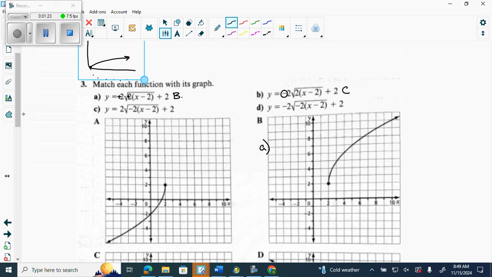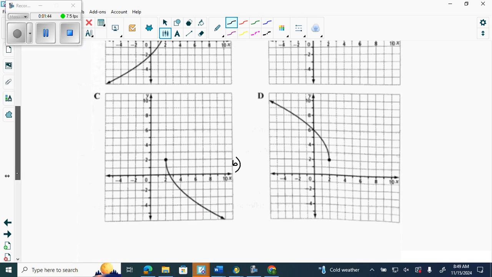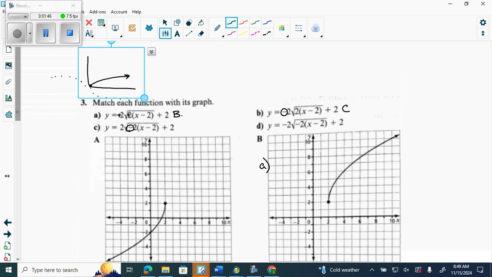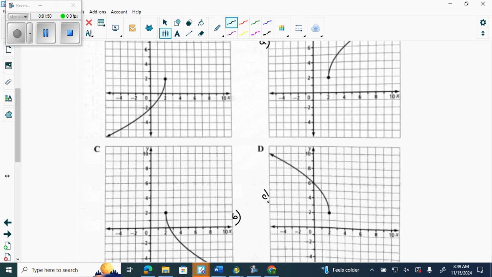Now, this one has a reflection where? In the x, so it's in the y-axis. So instead of it being up and to the right, it's still going to be up, but to the left, because it's going to reflect in the y-axis. It's going to go that way, right? So up and to the left is D. Little c for this one.